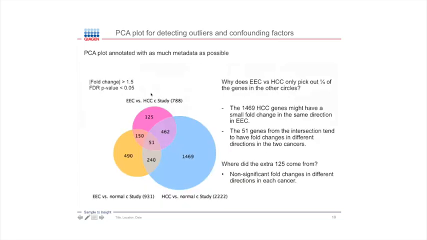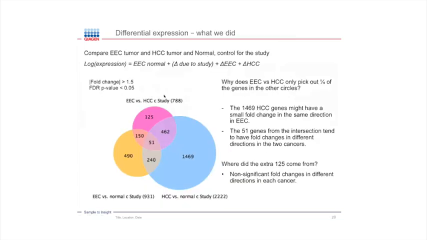So the results that we got to before, and I showed these only very briefly, were 3 different sets of results where we ended up making a generalized linear model of this form. That's how the statistics interpreted this request to compare EEC tumor, HCC tumor, and normal while controlling for the study. And the genes that are differentially expressed between the 2 cancers, between EEC versus HCC, only make a small subset of the genes that are expressed in the individual cancers versus the normal.